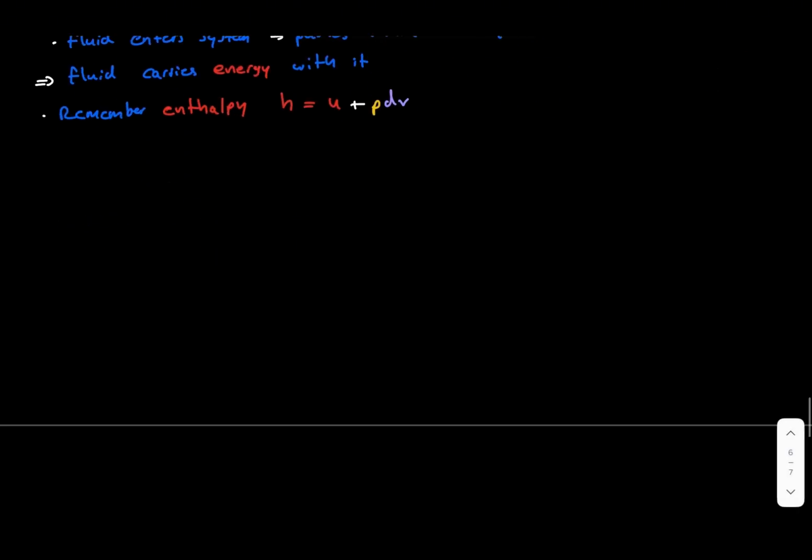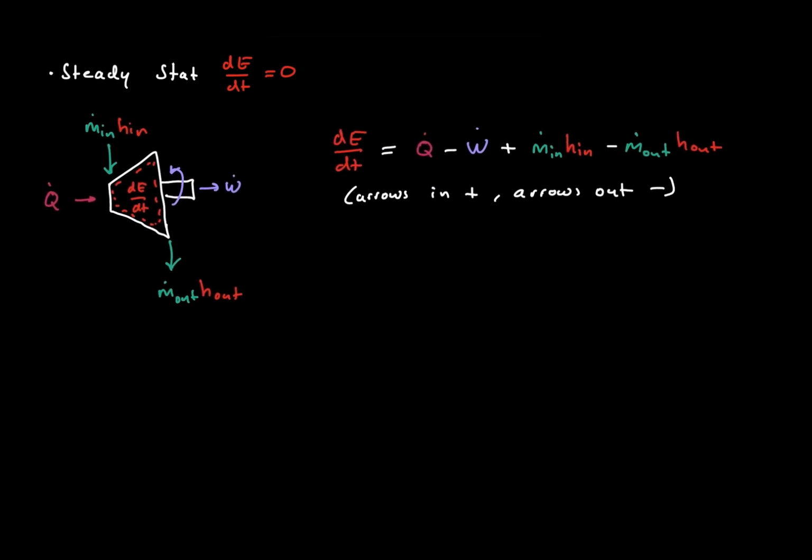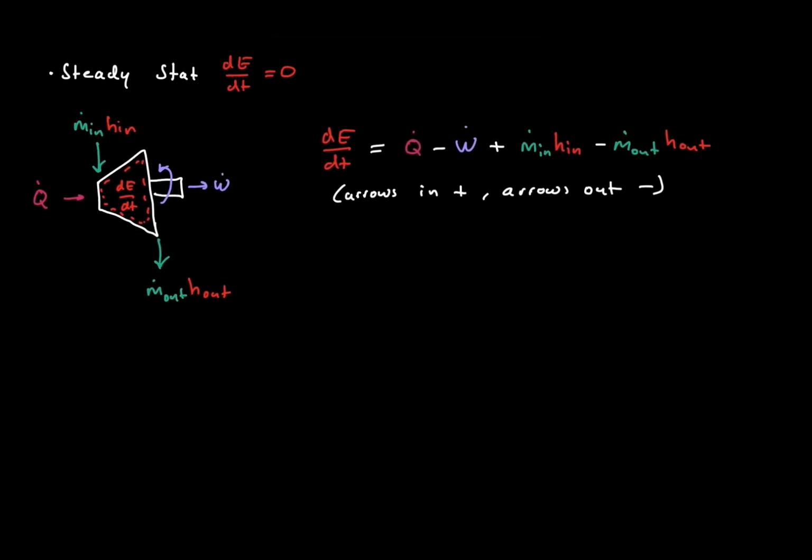Now let's look at an important simplification. In many systems, nothing changes over time. This is called steady state. That means the energy inside the system stays constant. So energy going in must equal energy going out. In that case, the equation becomes much simpler. Heat and incoming flow must balance work and outgoing flow.